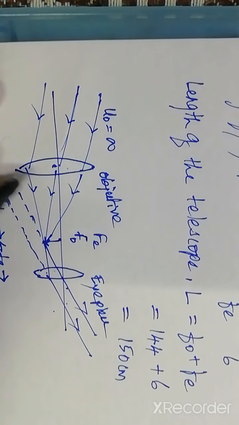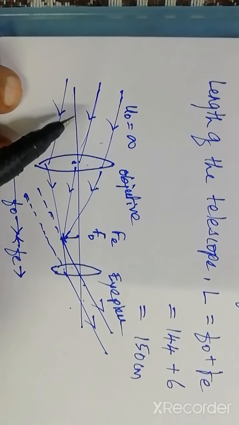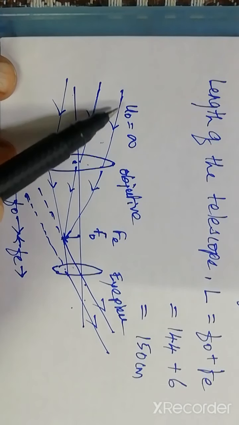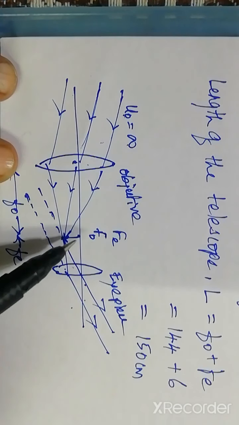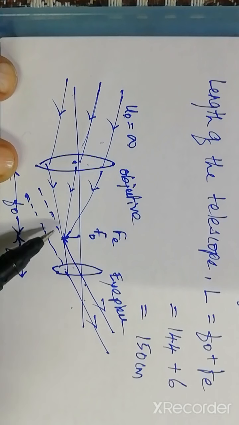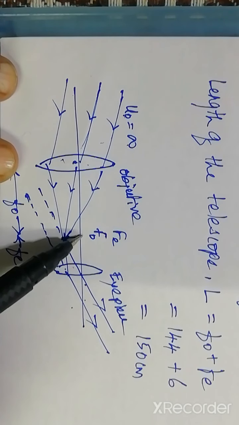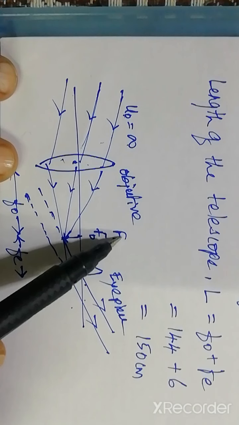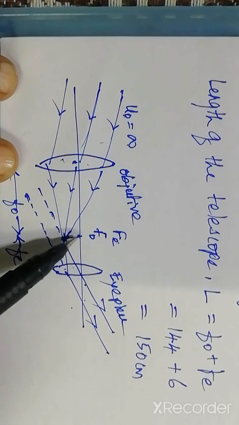A telescope is used to see distant celestial bodies. The light rays from distant celestial bodies form a parallel beam, as the object is at infinity. The image of that object is formed in the focal plane of the objective lens, that is at FO. This image formed by the objective is made to fall at the principal focus of the eye lens with a rack and pinion arrangement.